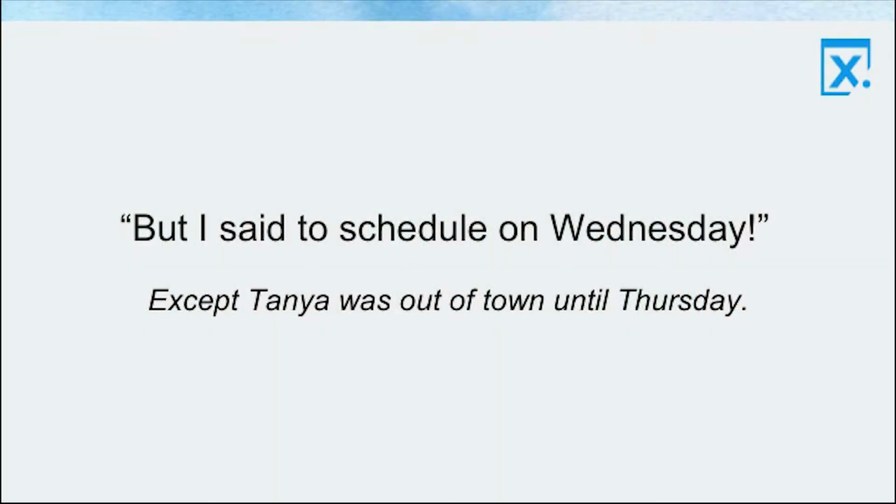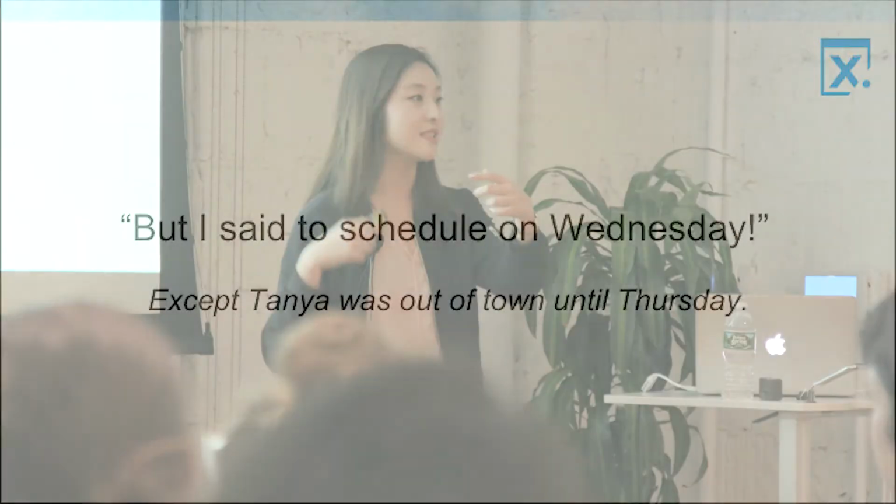But once I actually go and dig a bit deeper, look at the correspondence between Tanya and Amy, I could see that, oh, Tanya's actually out of town. There's no way she could have met on Wednesday. So Amy, rather than stopping and not scheduling the meeting because it can't happen on a Wednesday, goes and does the next best thing, in our opinion, which is just schedule it for the next available time.